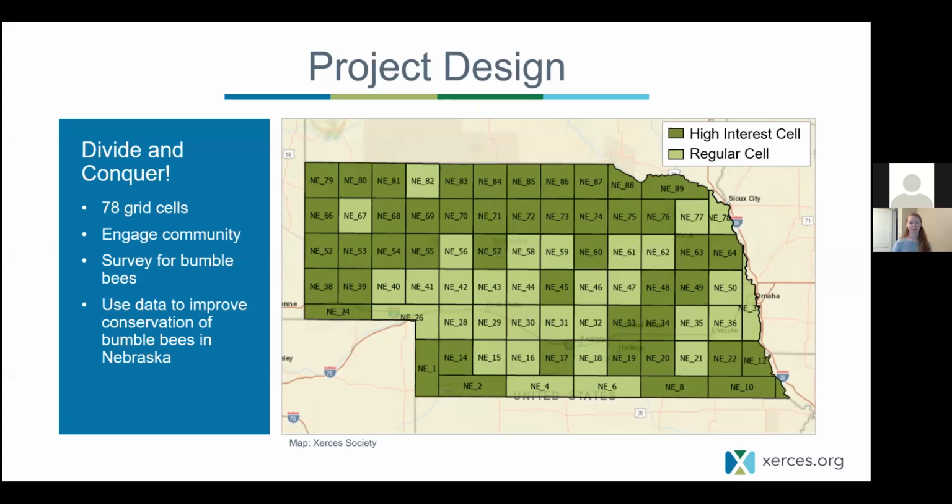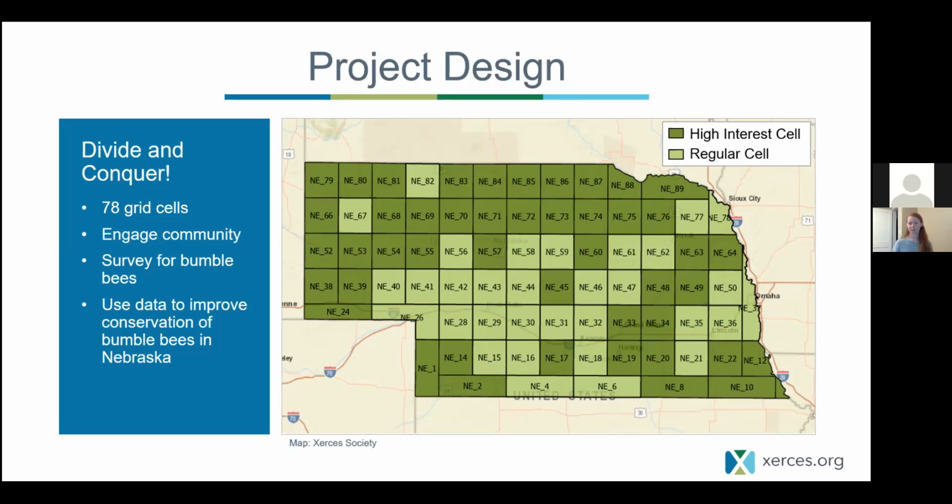And these can be areas that have a lot of historical records of bumblebees where we'd like to do some population comparisons. It could be areas that are Nebraska's biologically unique landscapes, or it can be an area that has absolutely no observations of bumblebees that we're just interested in finding more about that state.